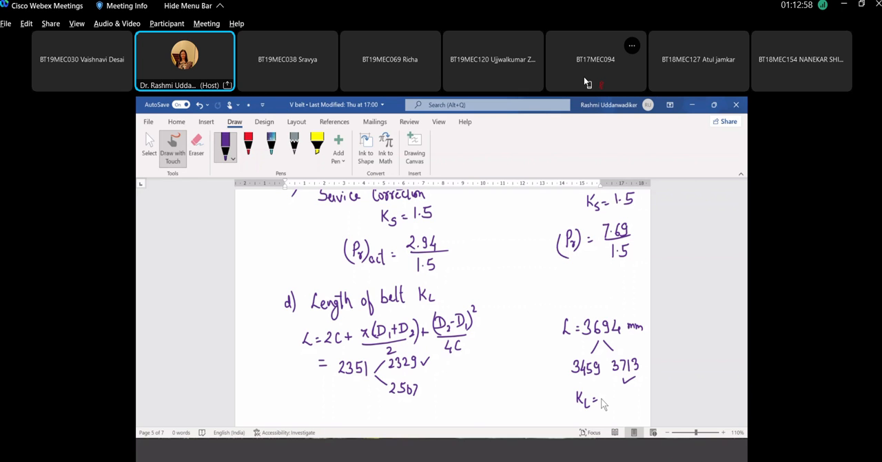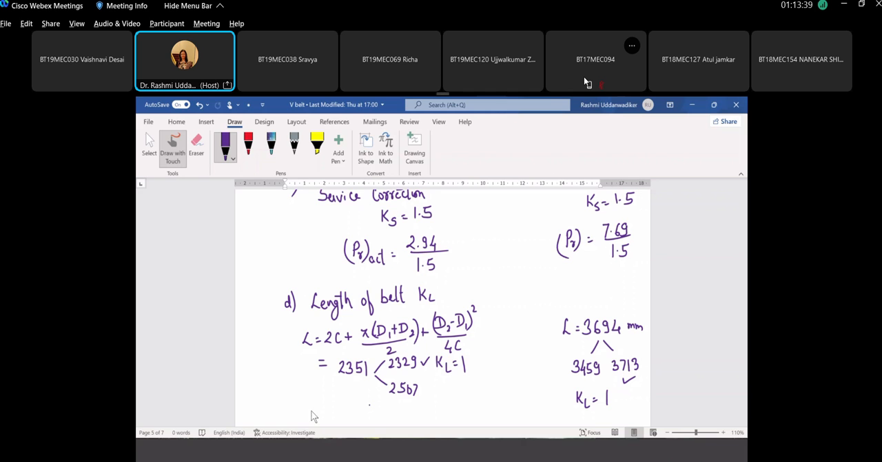Sania? For 3713, what is the correction factor for C cross section? Sushmita? 1. 1 for C cross section. Yes, and for B cross section for 2329, fortunately this KL is again 1. For 2329, KL is 1.